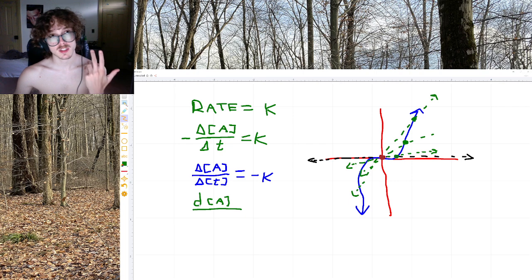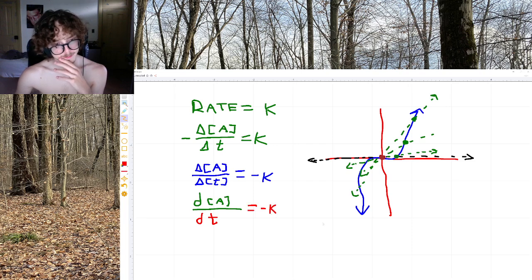So basically what this is saying is a d in calculus just means a very, very small change. So we're saying a very small change in concentration over a very small change in time is equal to negative k.